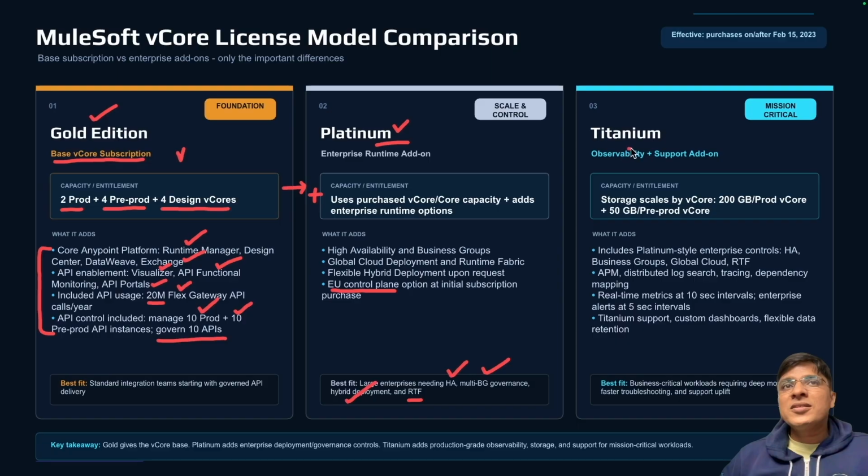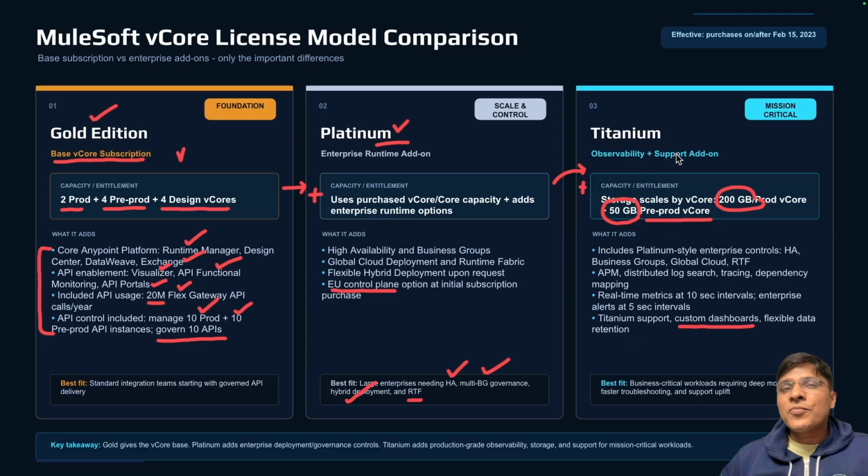When a client purchases titanium, you'll get everything from platinum, plus hyperscale storage. For each production vCore, you'll get 200 GB of hyperscale storage. For each non-prod vCore, you'll get 50 GB of hyperscale storage. You'll get extra custom dashboards, and you'll get titanium support.